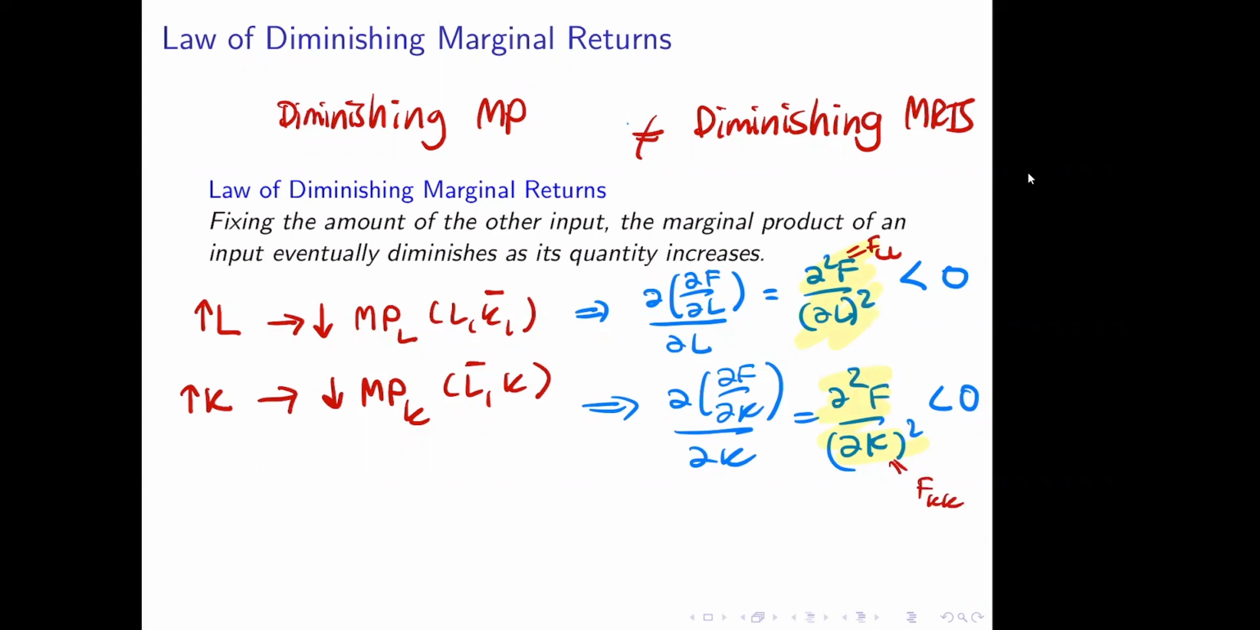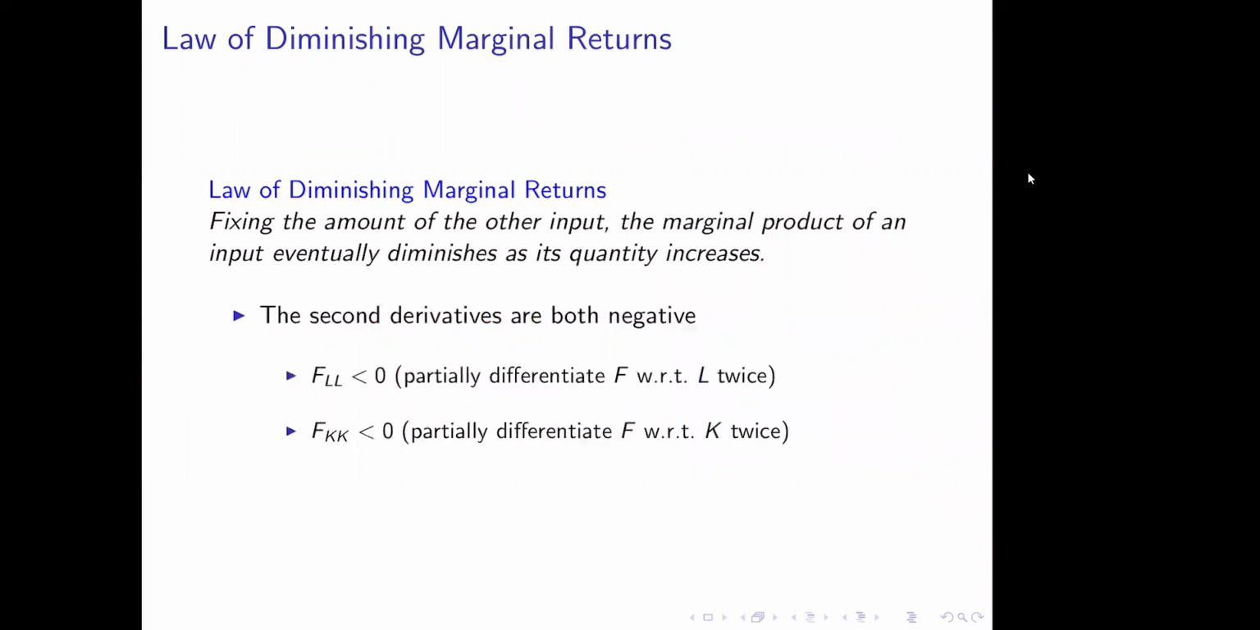To verify whether or not a production function follows the law of diminishing marginal returns, take the production function and compute the second order derivative with respect to each input variable and check whether or not it is negative. If both of them are negative, then yes, we have diminishing marginal returns. So both of them have to be negative.